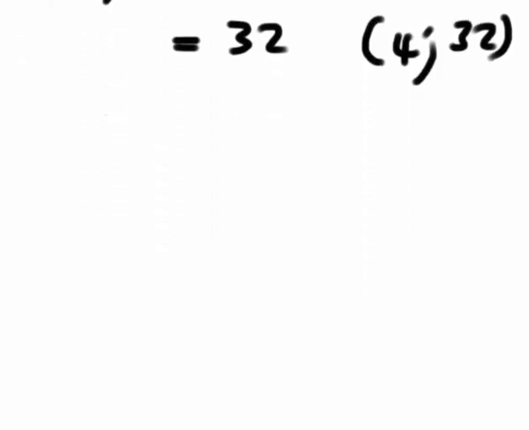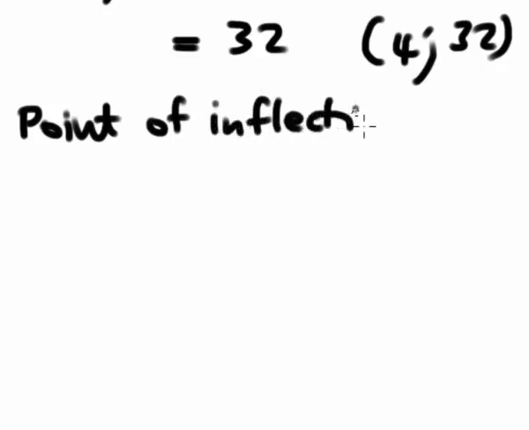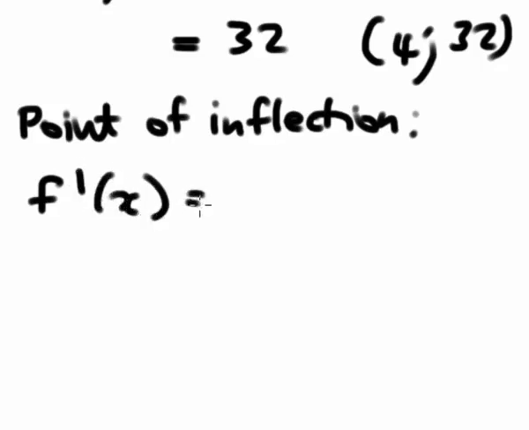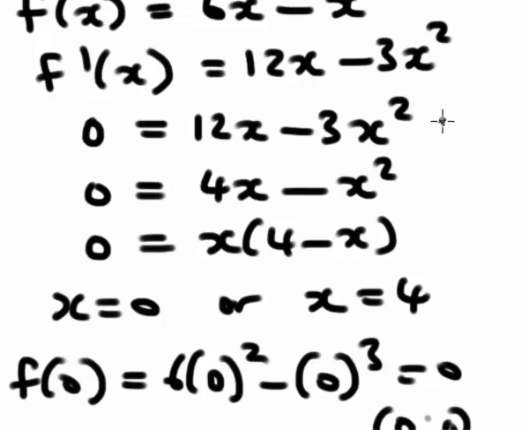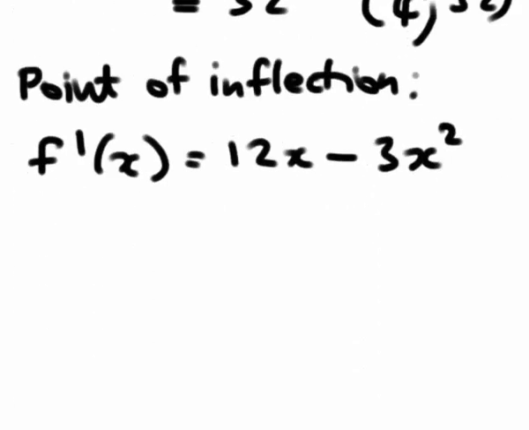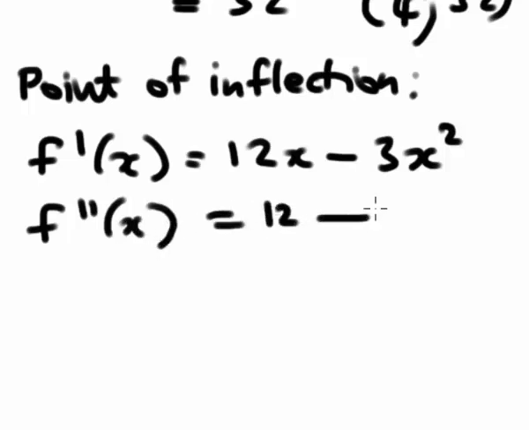Okay, now the points of inflection. Let's have a look at this. As I say, you could add up the x values of the turning points and divide by 2. Or what you could do is take the first derivative, which is 12x minus 3x squared. Where did we get that from? From our first derivative there. And then you differentiate again. So you get the second derivative, which is 12 minus 6x.